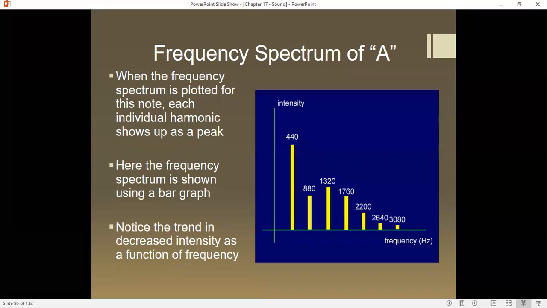So here might be the frequency spectrum of A played on one instrument. The first harmonic, or fundamental, is the strongest. The second harmonic is significantly weaker. Third harmonic, a little bit stronger than that, and then fourth harmonic, and so on. Every instrument sounds different because these different relative levels are higher or lower depending on what instrument we're talking about.